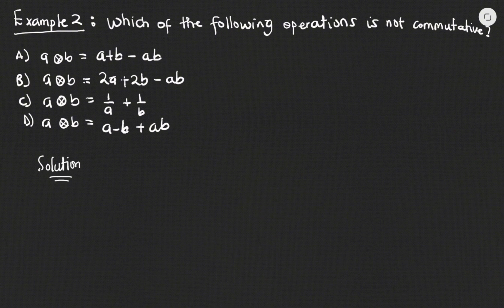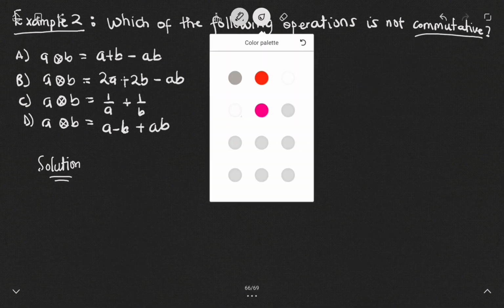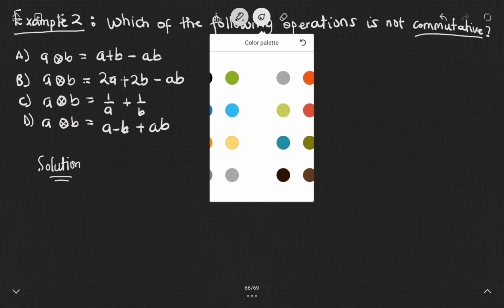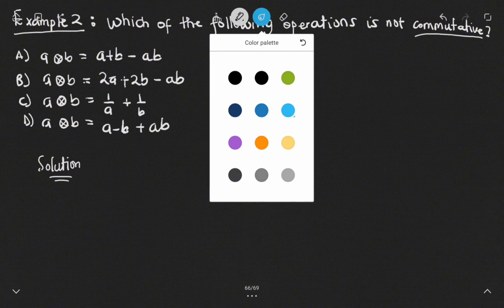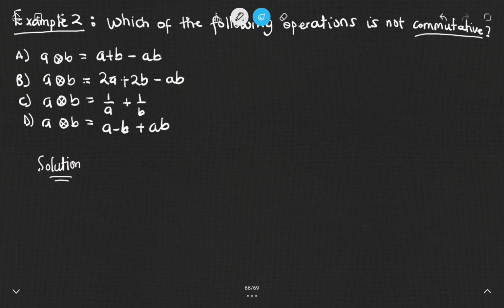Now, for you to be able to answer this problem, you need to understand what we mean by commutativity. When we say commutativity, what do we mean by that? So I'll take my time to explain what it means for an operation to be commutative. All right, so let's look at what we mean by commutativity.